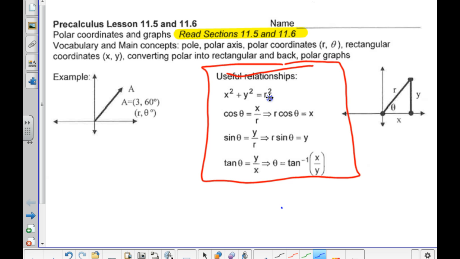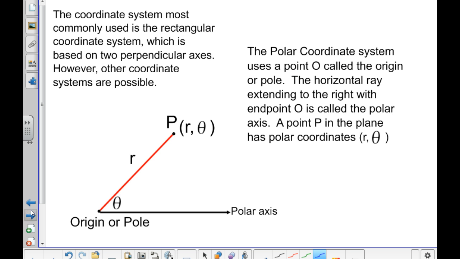X squared plus y squared equals r squared. Just Pythagorean theorem, right? Okay, where r is going to be the distance out, x and y are going to be the x and y coordinates. Cosine equals x over r, which we multiplied it across this way to get this for vectors. Remember that for vectors? This should be inverse tangent of y over x. Good catch. Okay, that is going to be to find the angle theta that we've rotated around. All right, again, this is 11.5 in your book. If you struggle with some of this, you may want to read that.